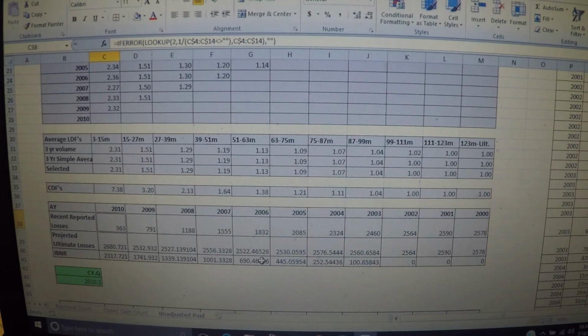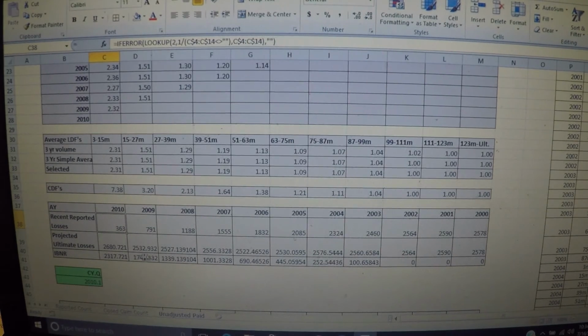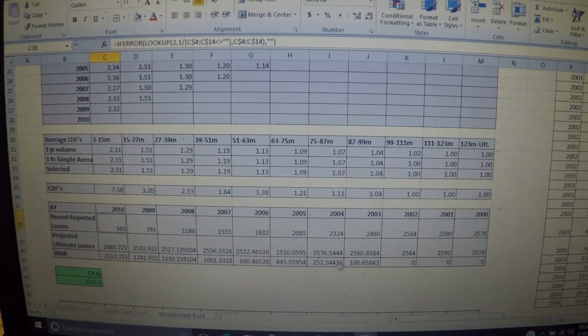These numbers are important, right? Because these basically represent the reported losses that we're eventually going to have to pay out. And so as you can see for 2000, hopefully we're not going to pay out anything else, because it's far enough back that hopefully it's fully developed.